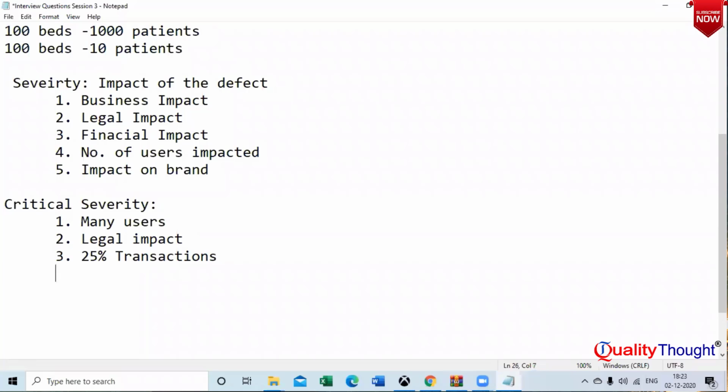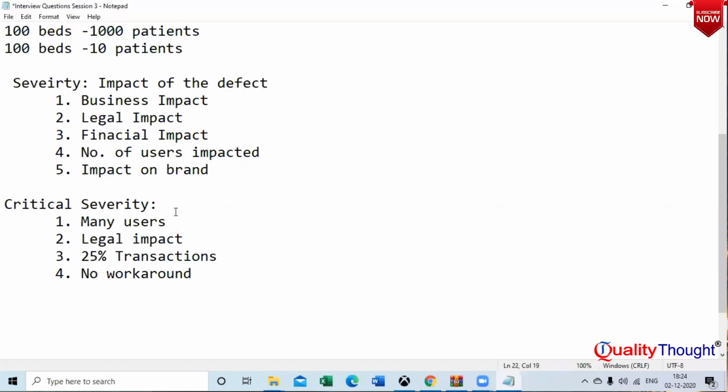And if it is impacting many users and has no workaround, what do I mean by no workaround? No workaround means there is no alternative way to overcome this. I'll give examples. If the defect is impacting many users, has legal impact, affects more than 25% of transactions, and has no workaround, then these defects can be categorized as critical severity.